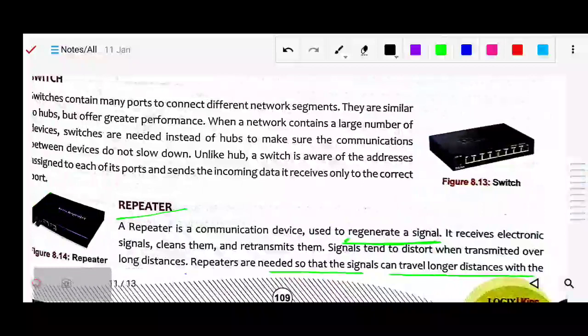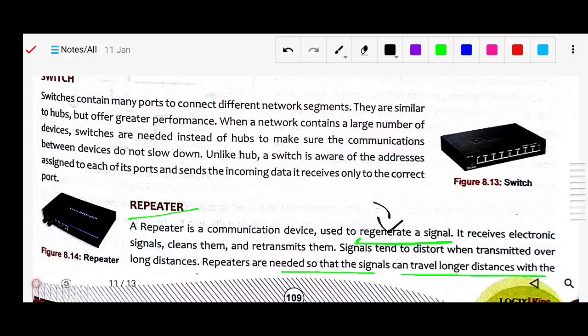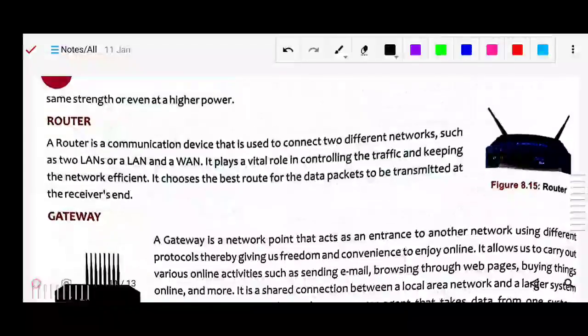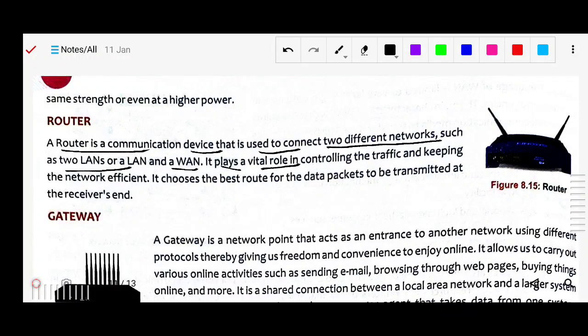Repeater, the simple meaning: regenerate a signal. Now next, your routers. A router is a communication device that is used to connect two different networks, such as two LANs or two WANs. It plays a vital role in controlling the traffic and keeping the network efficient. It chooses the best route for the data packet to be transmitted to the receiver end.